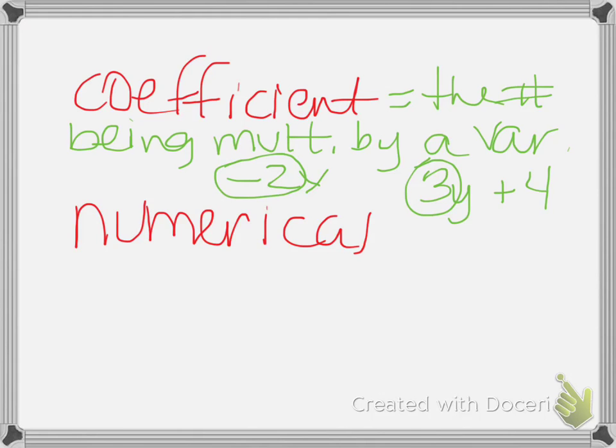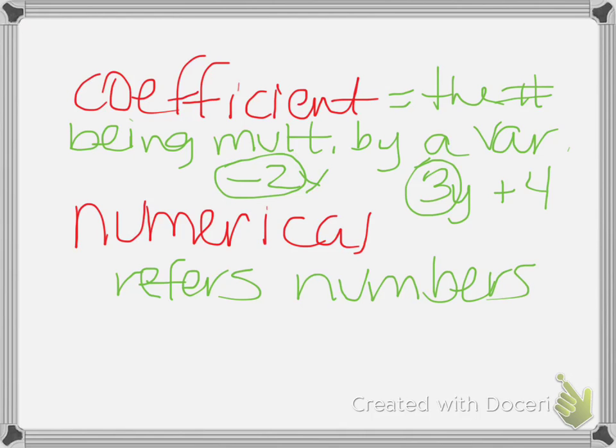So numerical just refers to numbers. I'm not sure what my definition on the test is, but if it's numerical, then we're talking about referring to numbers. As in, the opposite of that would be algebraic, which would be referring to an expression that might have numbers and variables.